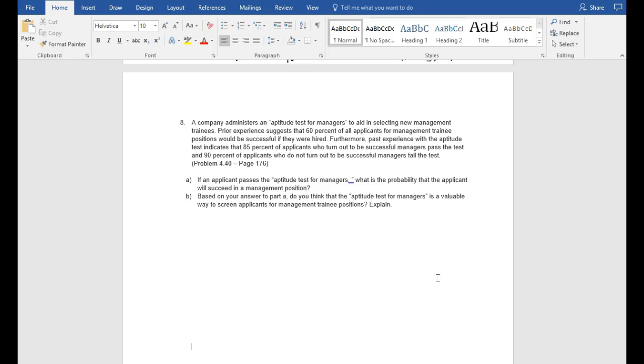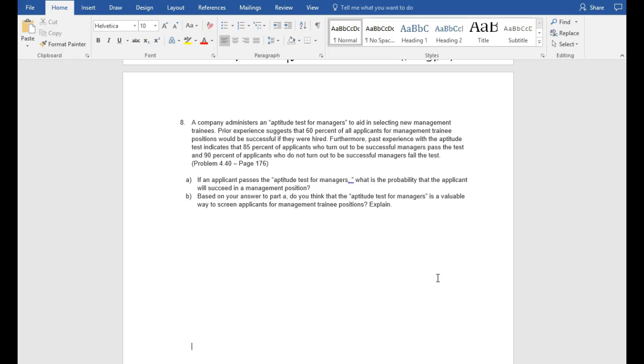A company administers an aptitude test for managers to aid in selecting new management trainees. Prior experience suggests that 60% of all applicants for management trainee positions would be successful if they were hired. Furthermore, past experience with the aptitude test indicates that 85% of applicants who turn out to be successful managers pass the test, and 90% of applicants who do not turn out to be successful managers fail the test. And this is problem 440 on page 176 if you'd like to just see it in the book.